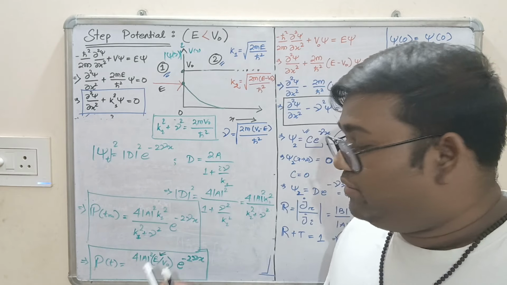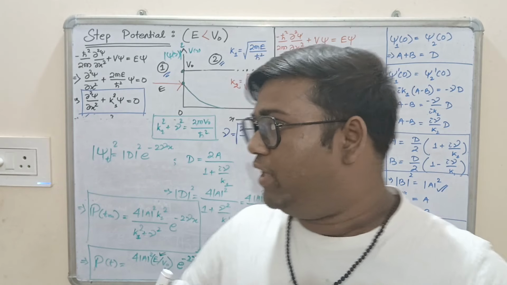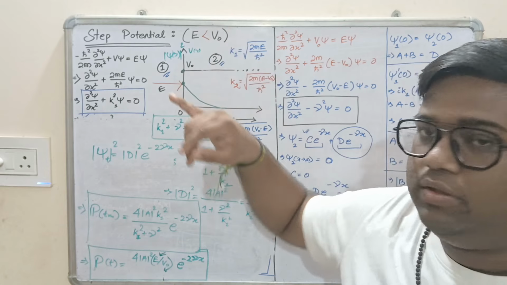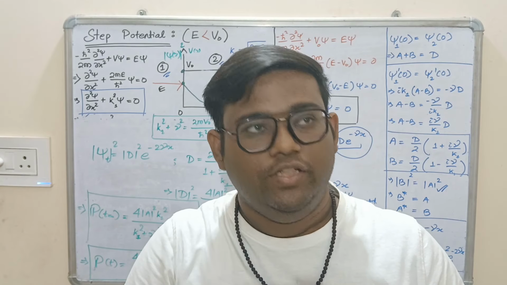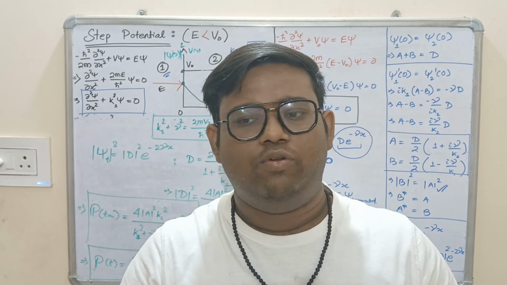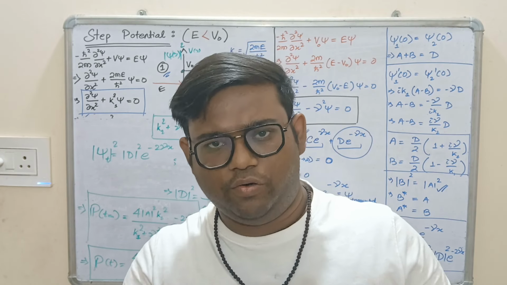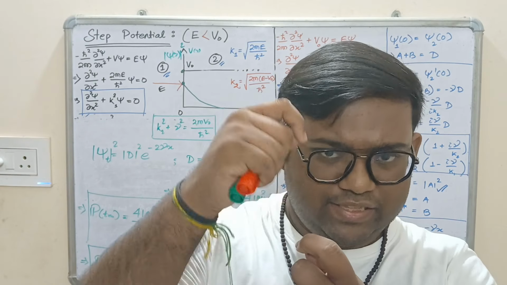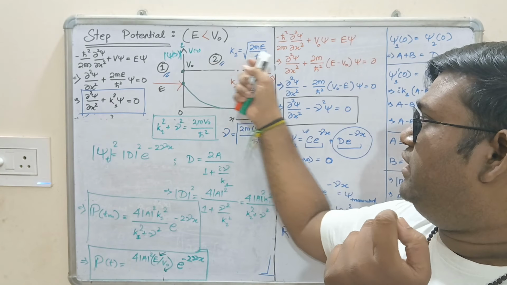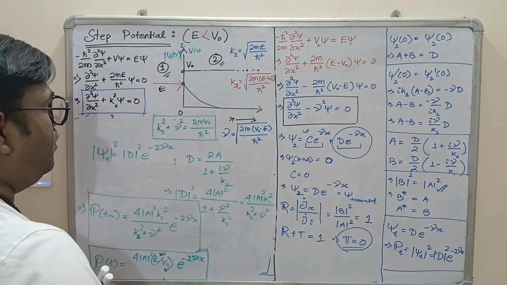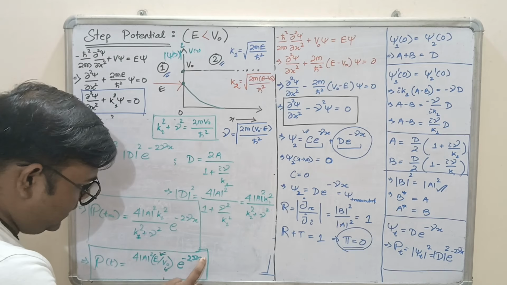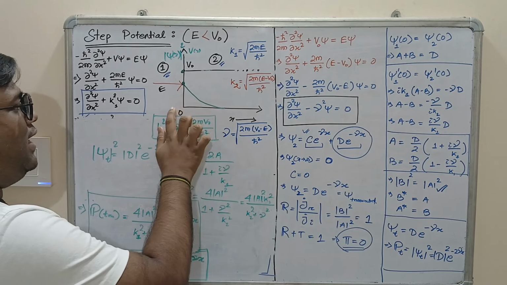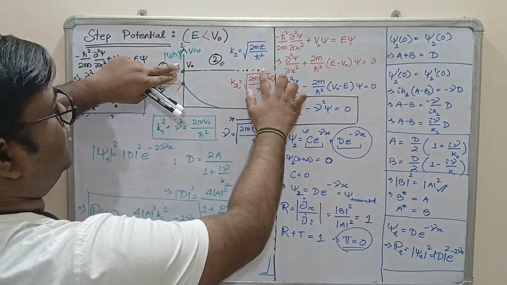Now this hints that there is something more at this part. When E is less than V naught, there is something more, which we will explore in the next video. That will be basically quantum tunneling. Quantum tunneling works when the energy of the particle is less than V naught. Here, it also depends on x, which is the length of the step potential.